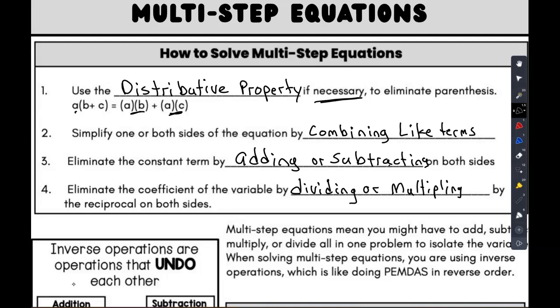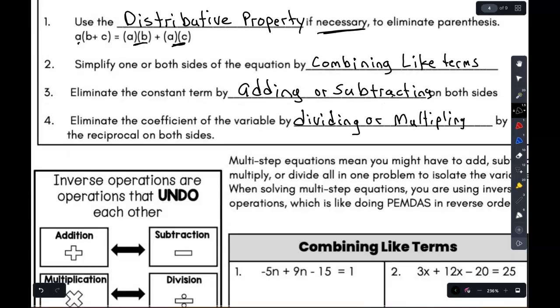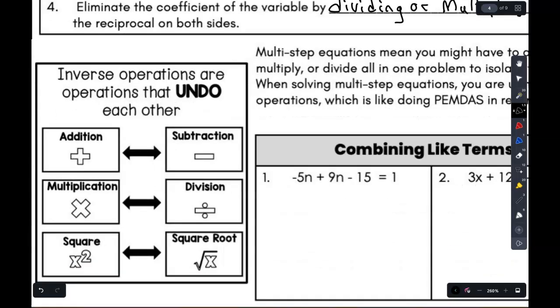So by the time you get here, it's more of a two-step equation. So we're going to eliminate the constant term by adding or subtracting on both sides. And then eliminate the coefficient of the variable by dividing or multiplying by the reciprocal on both sides. All right, so let's take a look. Here's some notes over here on the side.